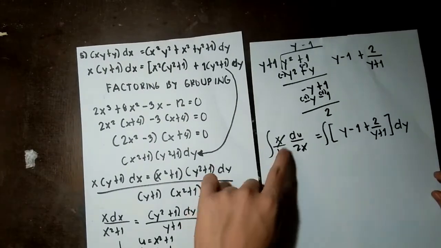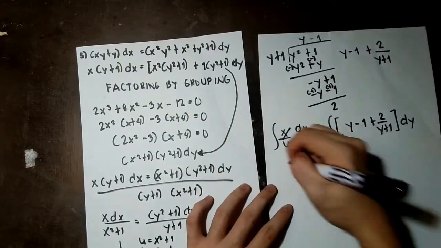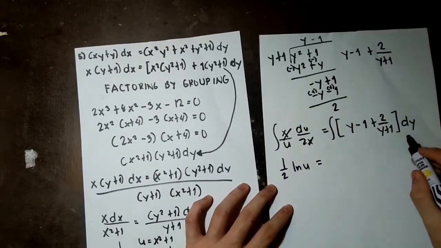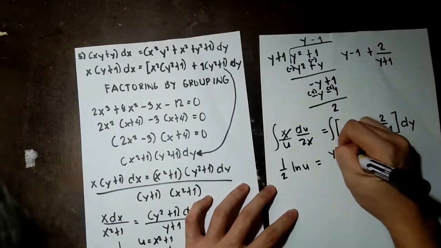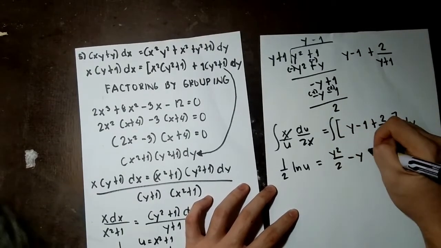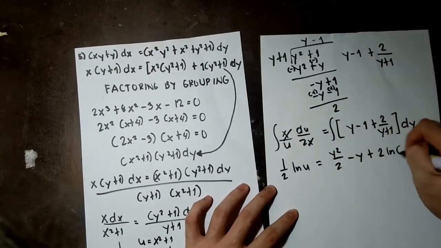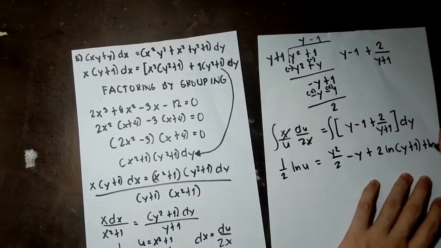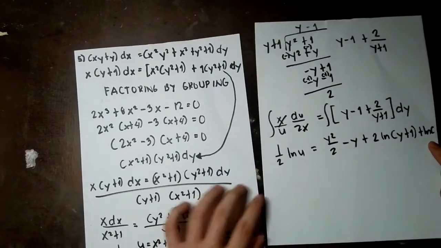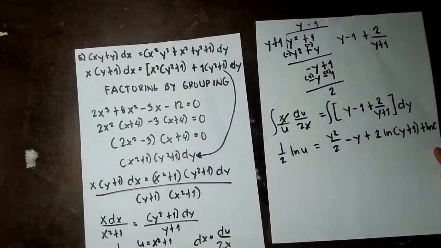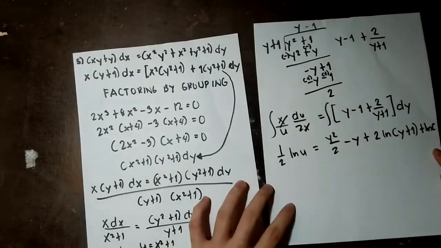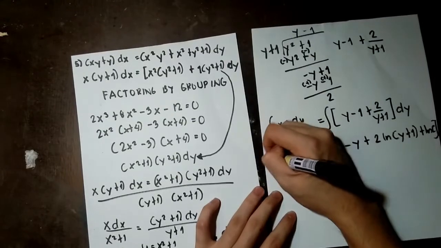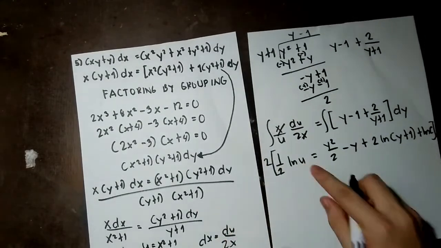So, the integration of du over u over 2 is 1 half ln u. Then, the integral of this is y squared over 2 minus y plus 2 ln of y plus 1. Plus, let's also add ln c so we can combine the two. So, we just substitute u, which is x squared plus 1. Then, we multiply the equation by 2 to simplify our answer. So, multiply by 2. So, we substitute u as x squared plus 1.